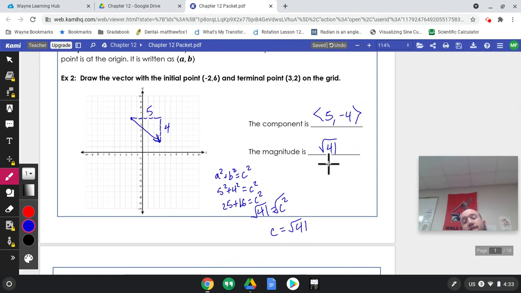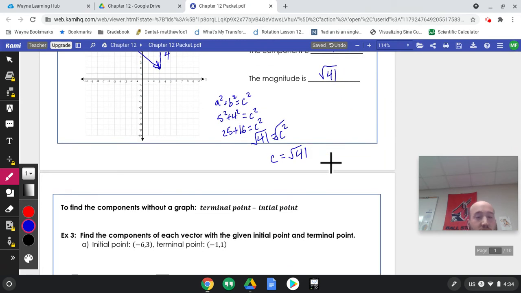We know it's more than 6, less than 7, because 6 squared is 36, 7 squared is 49, somewhere in there. But that's good enough for now, square root of 41. You can reduce it if possible, but 41, we're good. We don't need to do anything.